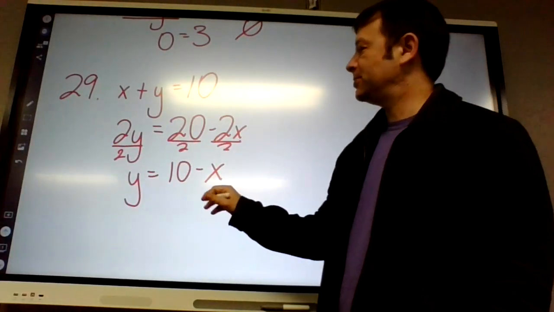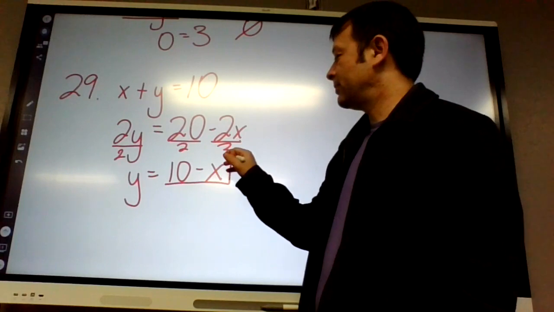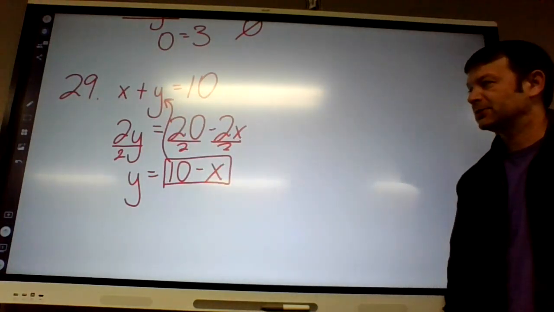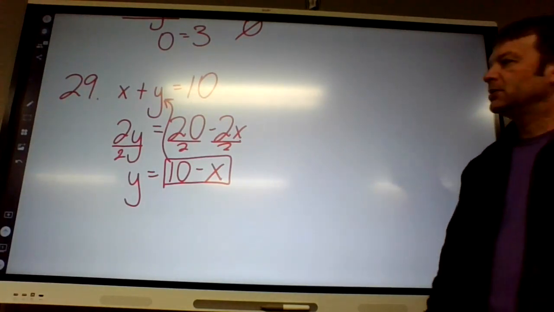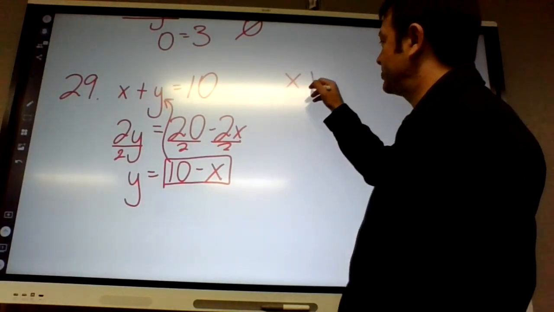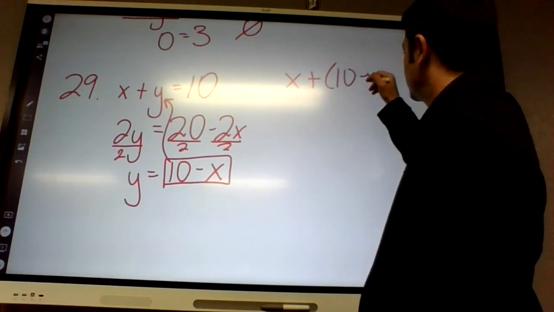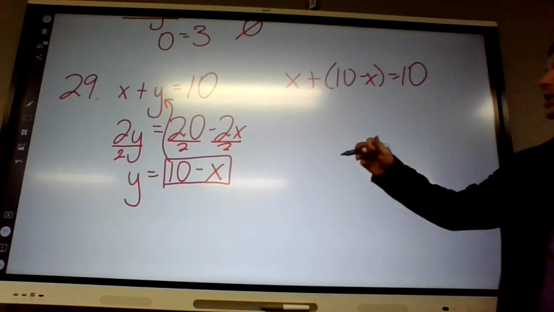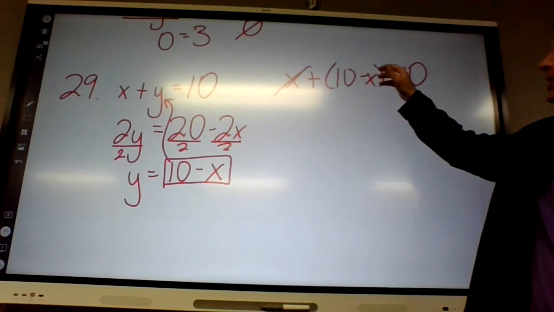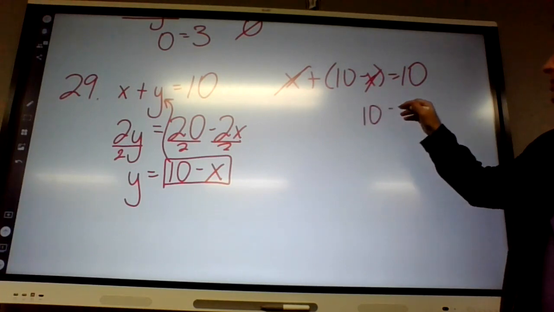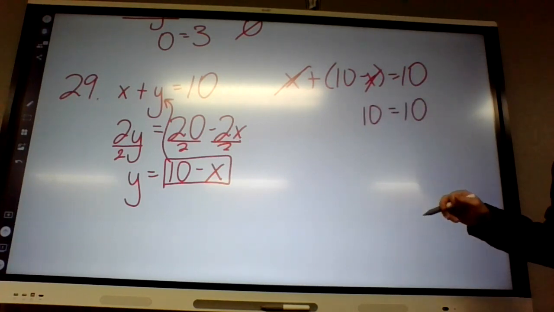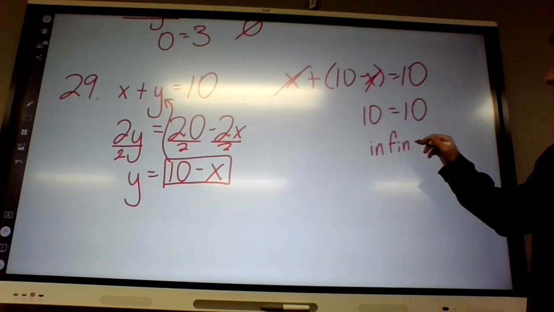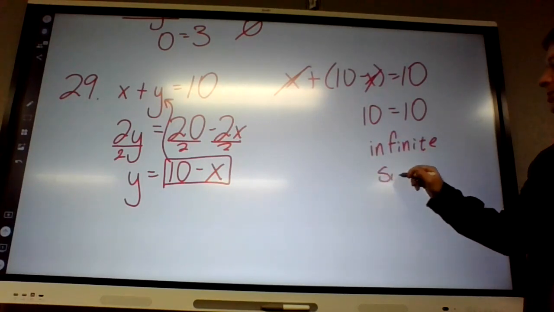And then substitution will work pretty easily. If I replace y in the first equation with 10 minus x, the top equation becomes x plus 10 minus x equals 10. The x plus minus x goes away, so I get 10 equals 10, and that's infinite solutions.